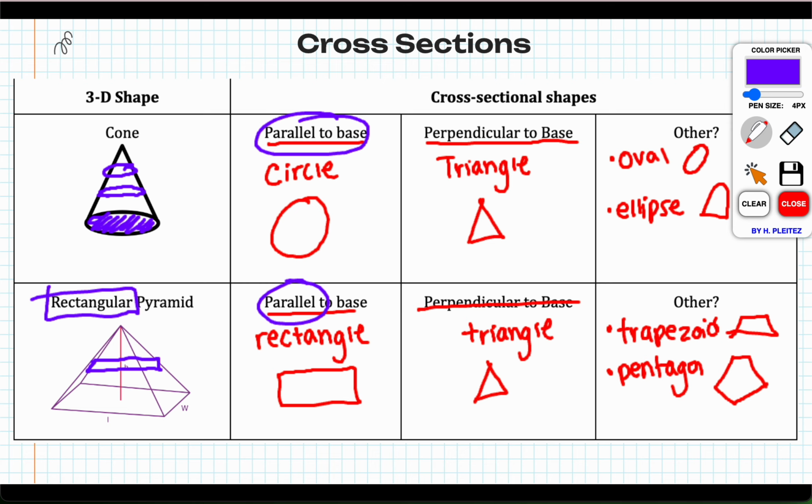And then when we are perpendicular to our base, what we get is a lateral face. So a cone is a little bit weird because its lateral face is like a sector. It's not really a perfect triangle, but when we're perpendicular to our base of a rectangular pyramid, all of our lateral faces are triangles. So when we're perpendicular, the cross section that we get is going to be one of those lateral faces. So this is a pattern we're going to try to see if holds throughout the rest.